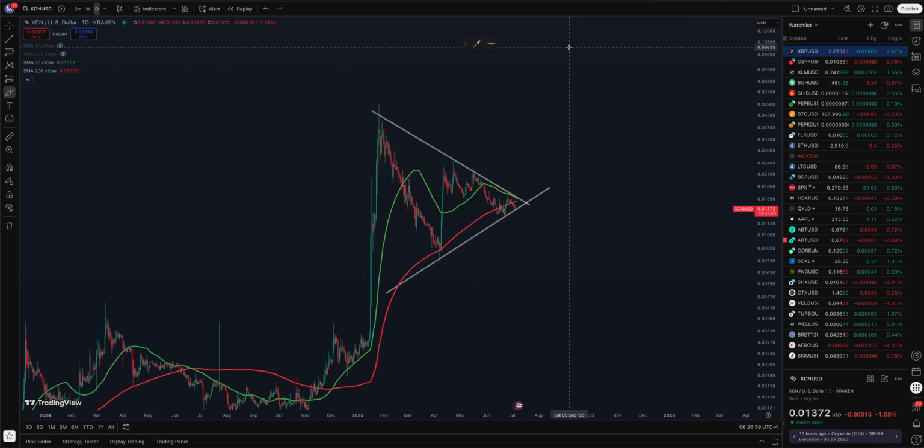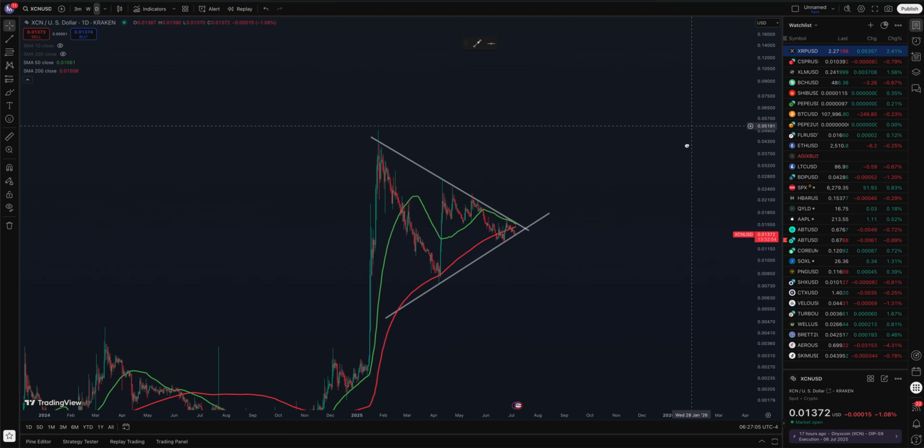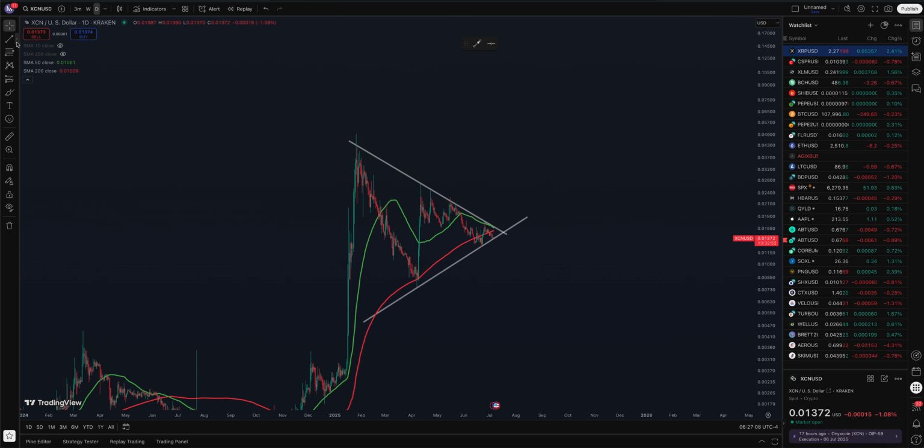Let's say the energy is released to the upside. Where can we look for price targets? Well, I have 2 levels that I would be watching. Right up here, I believe it's the 0.06. Let's get an arrow.